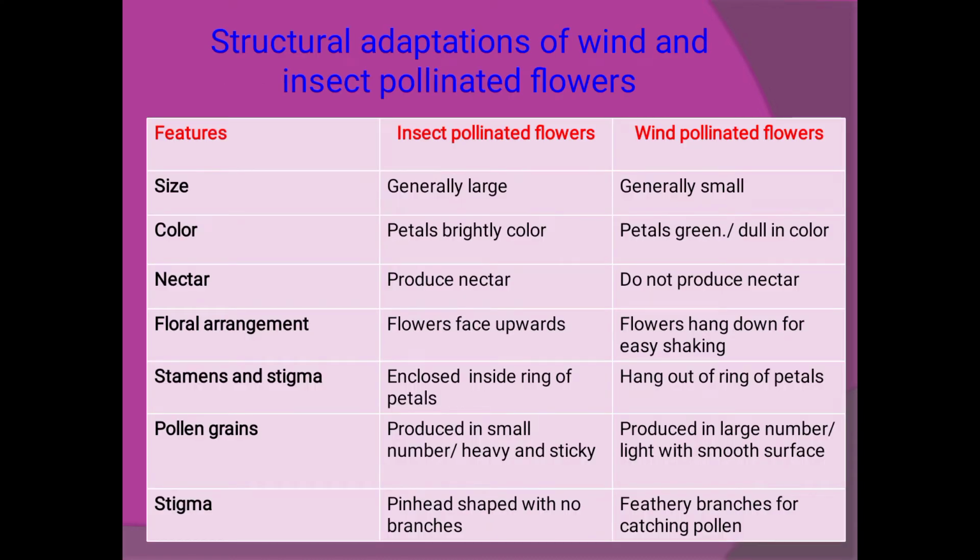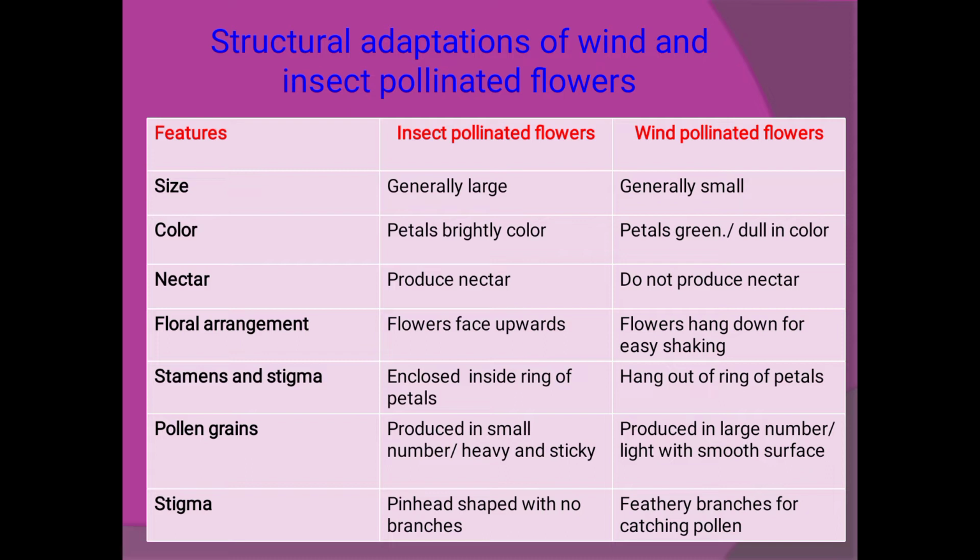The insect-pollinated and wind-pollinated flowers have structural adaptations that facilitate the transfer of pollen grains between two plants. Some of these adaptations are described below. Features. In this feature, we discuss size, color, nectar, floral arrangement, stamen and stigma, pollen grains and stigmas in insect and wind pollinated flowers. So, the size of insect pollinated flowers is generally large, and the size of wind pollinated flowers is generally small.